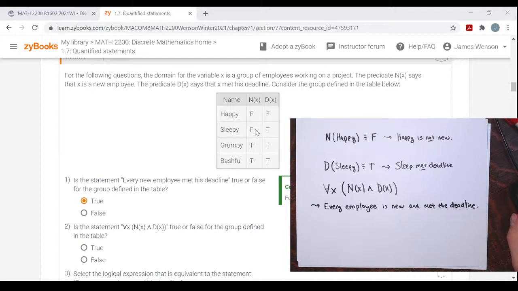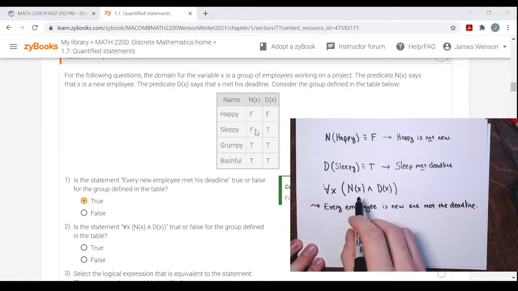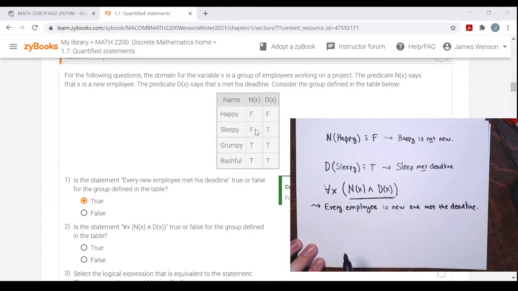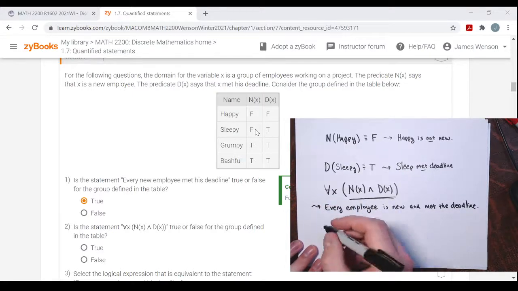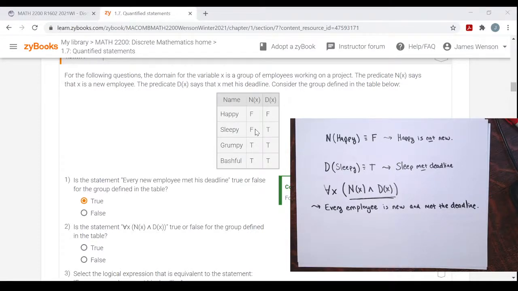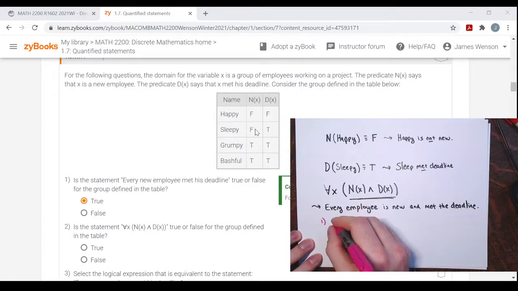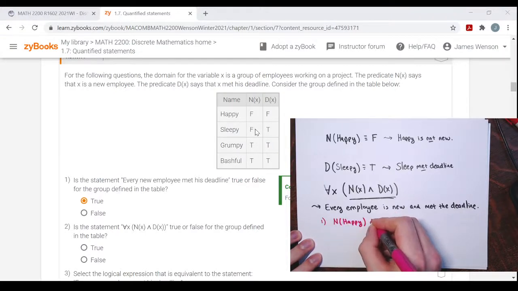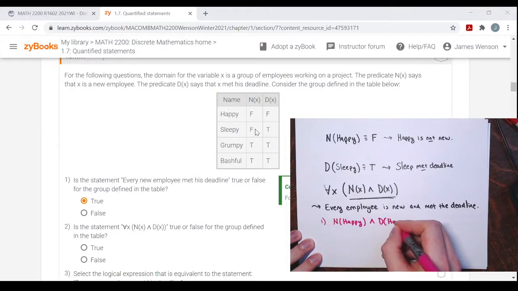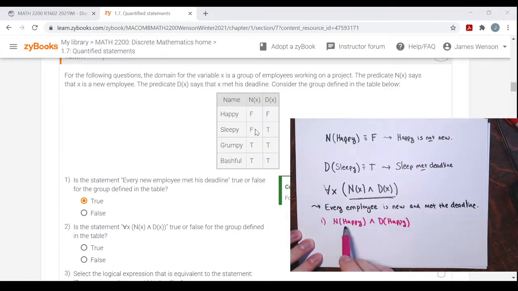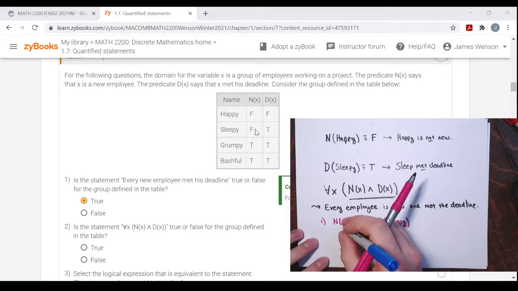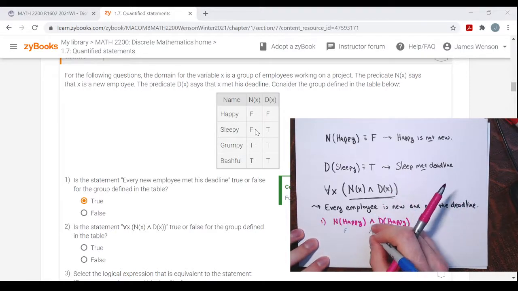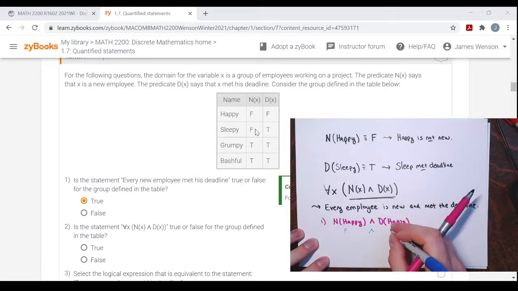And again, you can go through the domain here and just replace, to see if this statement is true for all the employees. So if I just do number 1 here with happy, is N of happy and D of happy a true statement? Well, N of happy is false. And D of happy is also false. This is a false statement.